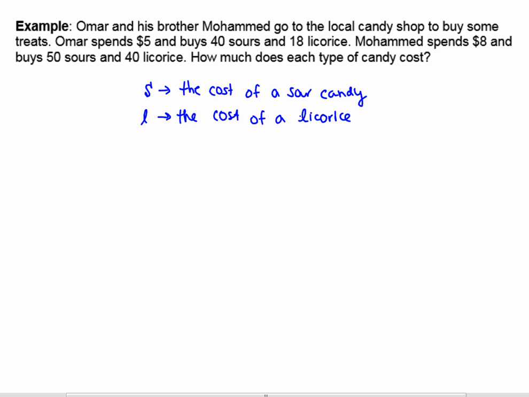Okay, so now we need to make a system. So we need to make 2 equations. What's one of them? 40S, 40 sours, and 18 licorice was $5, so 40S plus 18L equals 5. The next one is 50S plus 40L equals 8. Good. Okay. All right.